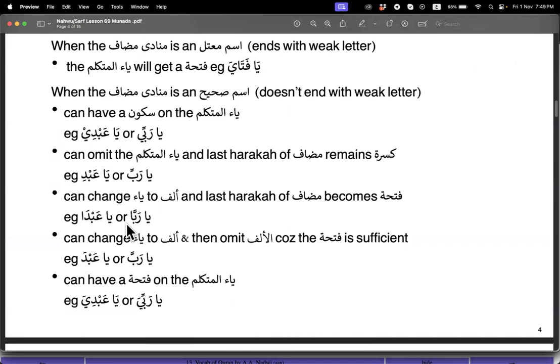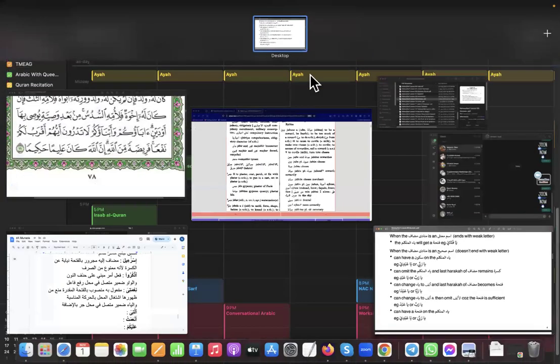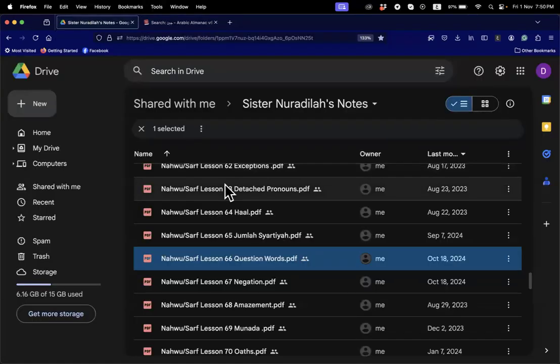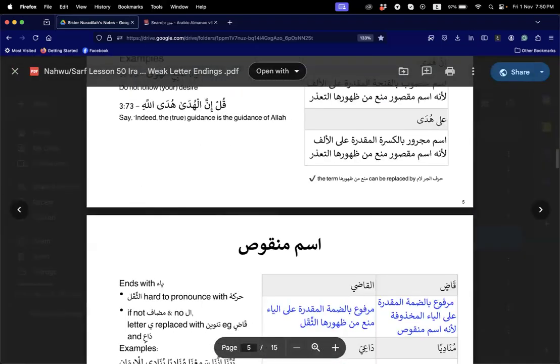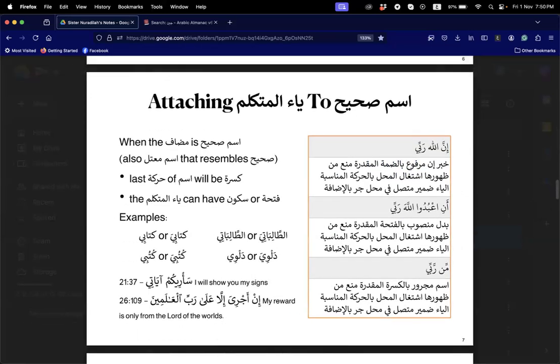But in any mudhaf, mudhaf ilayhi with ya mutakallim, it can end with a sukun or it can end with a fathah. If you go back to number 50 here, it's mentioned. I know sukun is in your mind, but you have to remember that fatha is also possible. In fact, fatha is actually even more common for ya mutakallim. We think it's sukun because the words we always see are with sukun, like Rabbi. But fatha on Rabbi is also possible. It doesn't have to be because of another sukun after it. It can have a fatha even though it's not like iltiqa sakinayn.